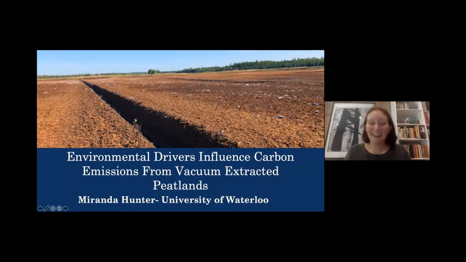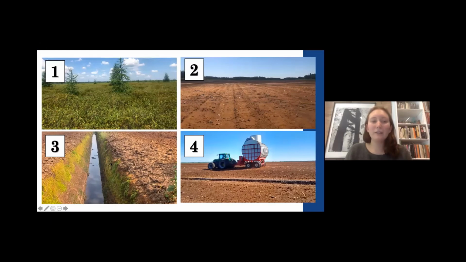So hello again, my name is Miranda and the title of my talk is Environmental Drivers Influence Carbon Emissions from Vacuum Extracted Peatlands. So what is peat extraction? Well, companies start with a pristine peatland like the one shown in image 1. They remove the surface vegetation, they install drainage ditches to lower the water table, and then they begin to extract this peat. In Canada, the primary method is vacuum extraction, where they vacuum suck up the top layer of the peat, they dry it, and then sell it.